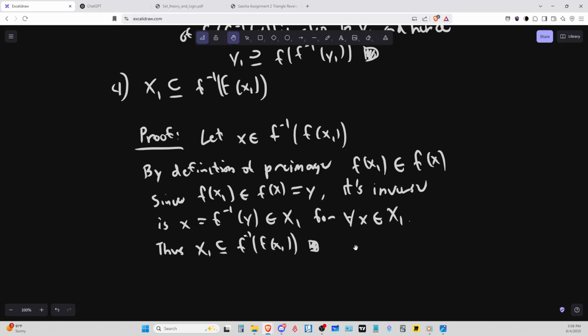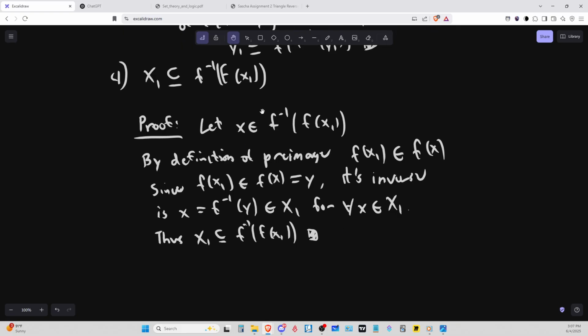I mean, Sascha, since you actually created the problem that I'm doing right here, how does it look? Is it lacking something? This is my solution to part 4 of exercise 1 of the assignment.